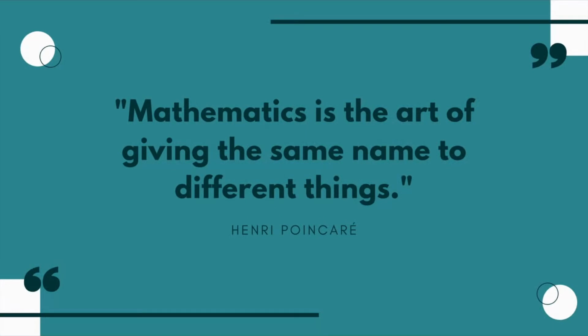Today's math quote of the day is from Henri Poincaré, a French mathematician and theoretical physicist that made many important contributions to the fields of pure and applied mathematics. A fun fact is that in the 20th century, he formulated something called the Poincaré conjecture in topology, which was one of the most famous unsolved problems in math until it was finally solved in 2002 by Gregory Perelman. Poincaré says, mathematics is the art of giving the same name to different things.